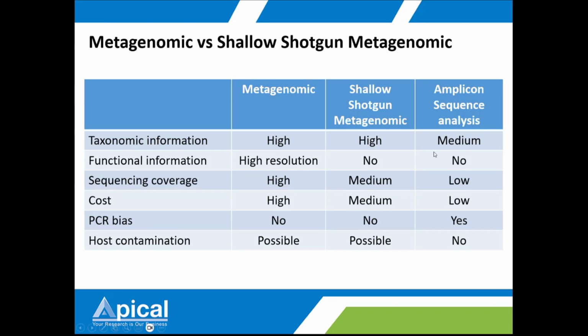For the amplicon sequence analysis, you can remove the host contamination by using this PCR. So the PCR can target the microbe, and you can exclude the host contamination from the sample, right? So it depends on your objectives and also your budget, of course. So if you want to select which approach is suitable for your study, whether it's metagenomic, shallow shotgun metagenomic, or amplicon sequence analysis.